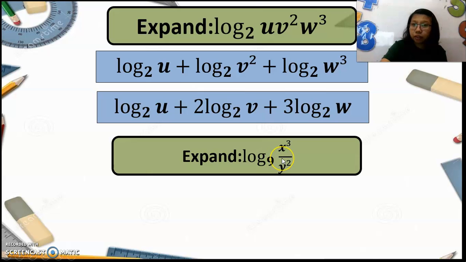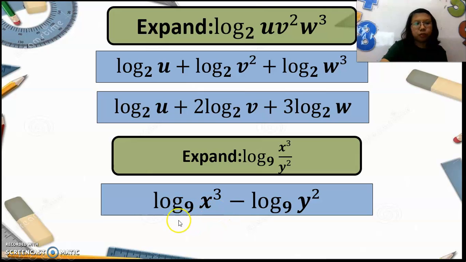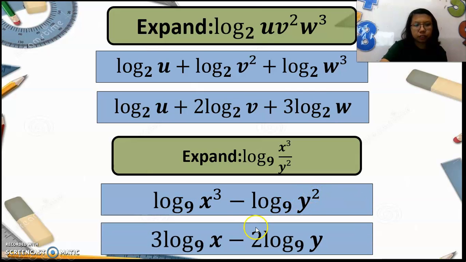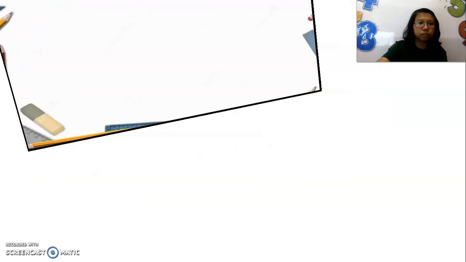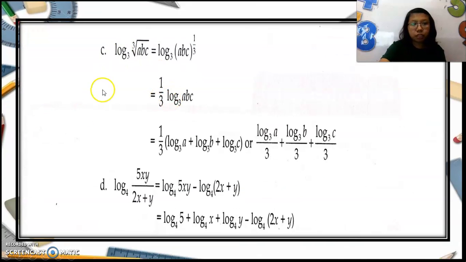So since we have a quotient, therefore we're going to use subtraction. So that will be logarithm of x cubed to the base of 9 minus logarithm of y squared to the base of 9. So we can use the power law, power rule, or power property. So 3 logarithm of x to the base of 9 minus 2 logarithm of y to the base of 9. Okay. Another example. I have here logarithm of cube root of a, b, and c to the base of 3.